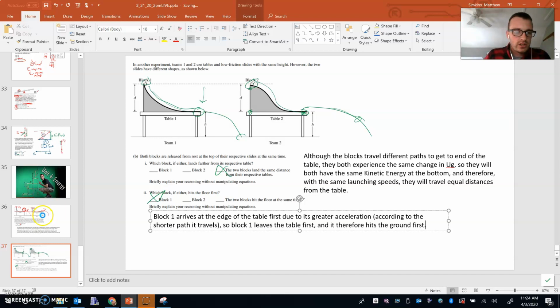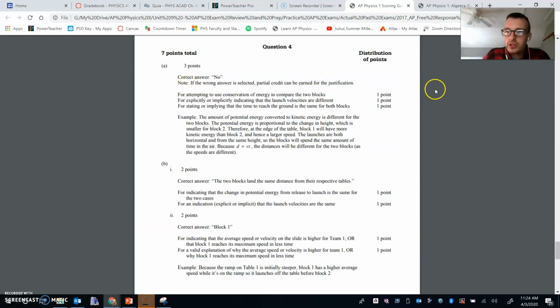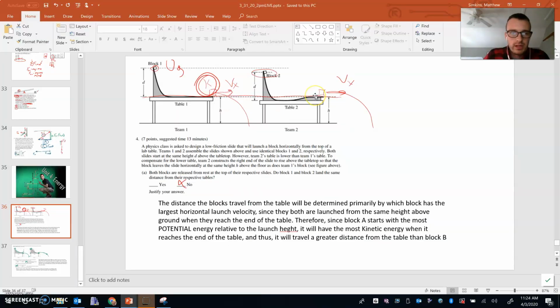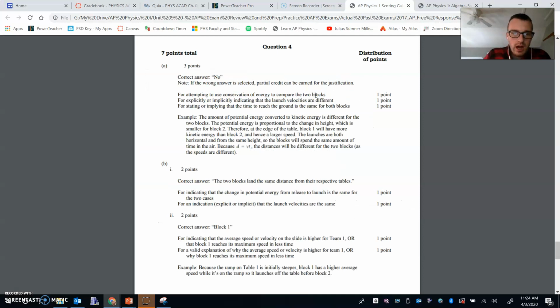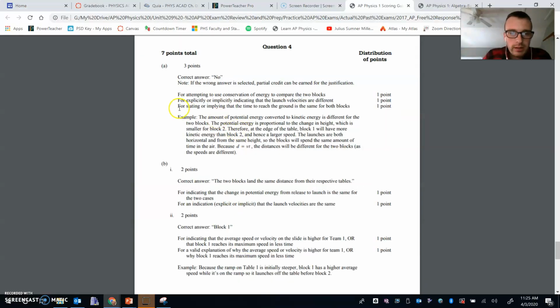I'm going to flip over to the Magic Grading Guide. Now these are available online. You can find these. All right, so let's score your response for the first one. It said, for attempting to use conservation of energy to compare the two blocks. We did that. For explicitly or implicitly indicating that the launch velocities are different. Okay, let's see. So they are launched from the same height. Distance block travels will be determined primarily by which block has the largest horizontal launch velocity. Ding, got it.